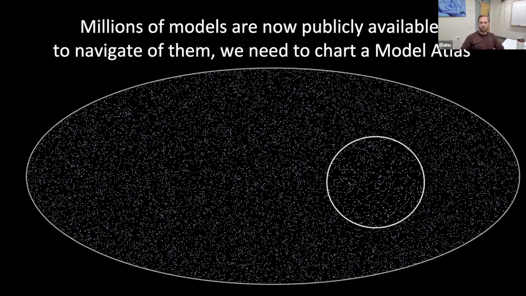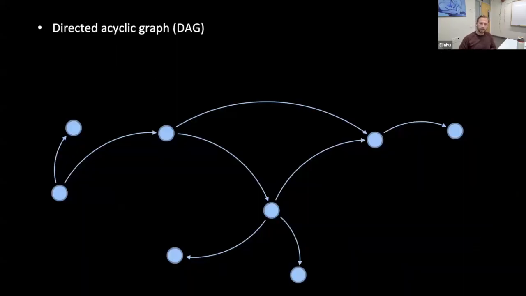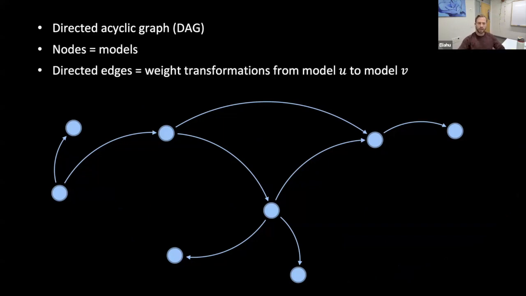So the whole motivation for this line of works is that nowadays we have millions of publicly available models. And in order to actually navigate them, our idea is that we need to chart what we call a model atlas. So let's start by defining what this model atlas is. We'll define it as a directed acyclic graph where each node is a model and each directed edge, so these edges have an arrow here, is a weight transformation from one model to another. You can think of this weight transformation as either checkpoints throughout training, but also fine-tuning, quantizations, model merging, etc.